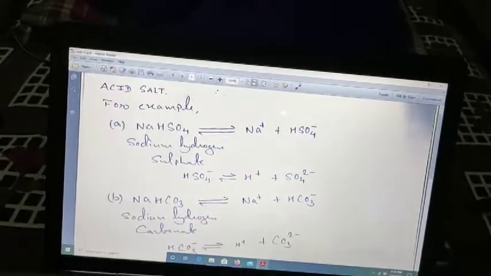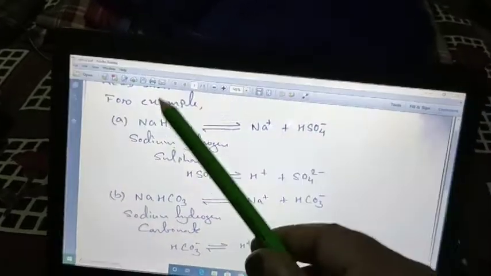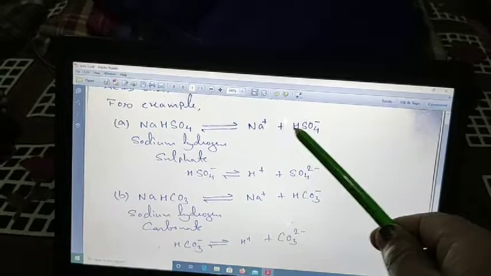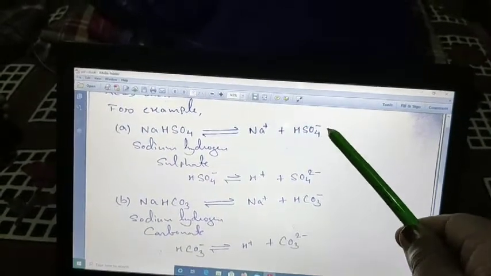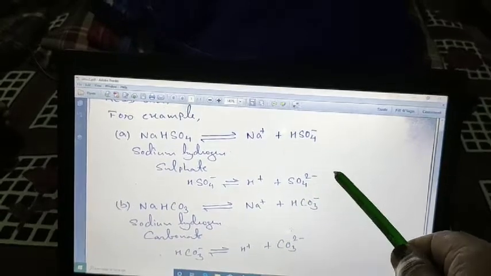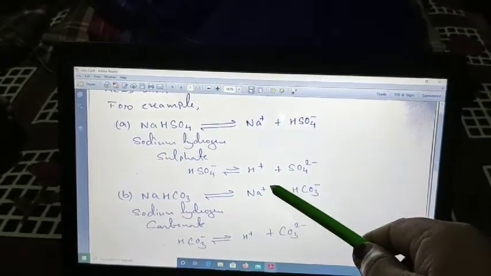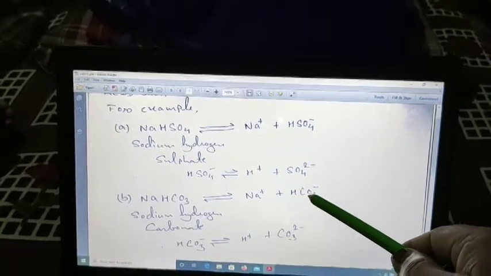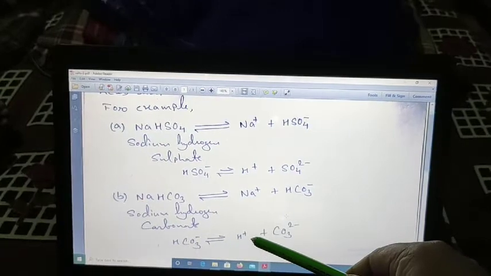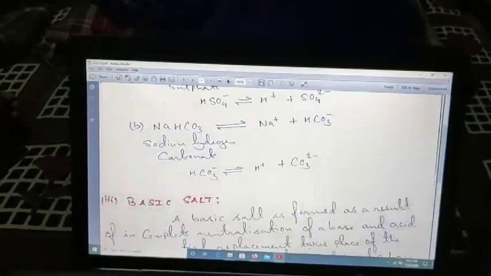For acid salt, to explain it more, sodium hydrogen sulfate or bisulfate will give you Na+ and HSO4-. Again this can give you H+ and SO4 2-. Similarly, sodium hydrogen carbonate or bicarbonate will give you sodium ion plus bicarbonate ion, which further ionizes to give you H+ and CO3 2-.